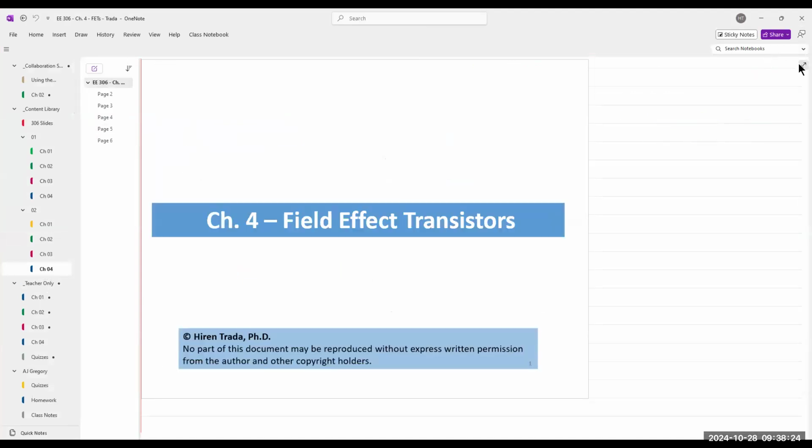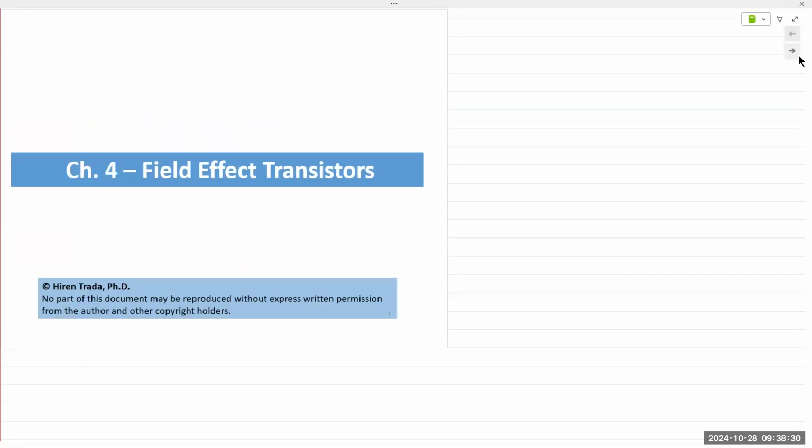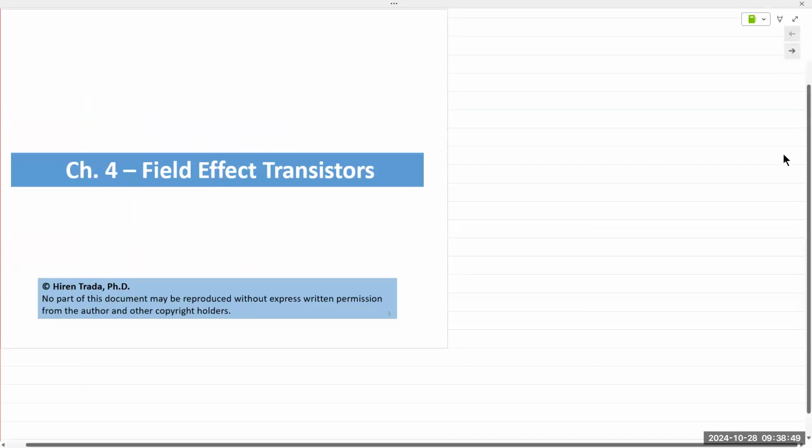So FET stands for field effect transistors. The earliest demonstration of the field effect, or actually the theory that was postulated, was in the mid 50s, around 1954, 1955. But a working prototype device was not presented much later. And then from FETs, we had MOSFETs.